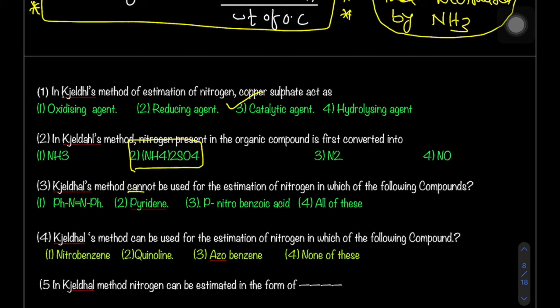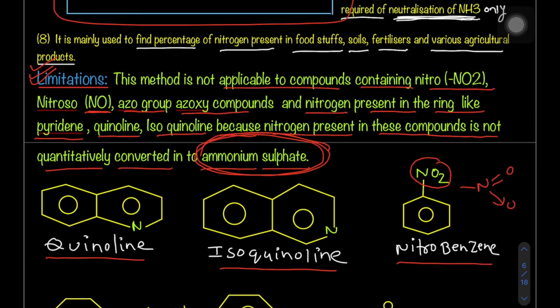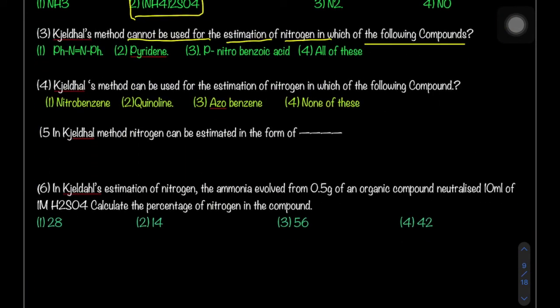Next, the Kjeldahl method cannot be used for the estimation of nitrogen in which of the following compounds? This is a very important question. Now we know the limitations. What are the limitations of the Kjeldahl method? It is not applicable to nitro compounds, azo compounds, azoxy compounds, nitroso compounds, and also ring-like structures such as pyridine, pyrrole, quinoline, isoquinoline. Are you getting my point?